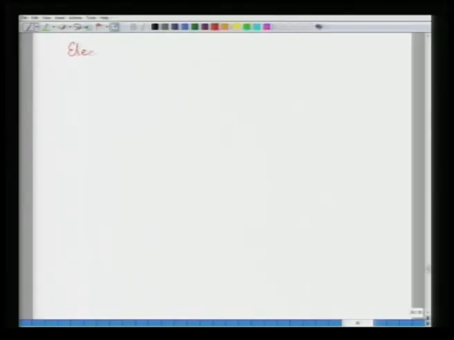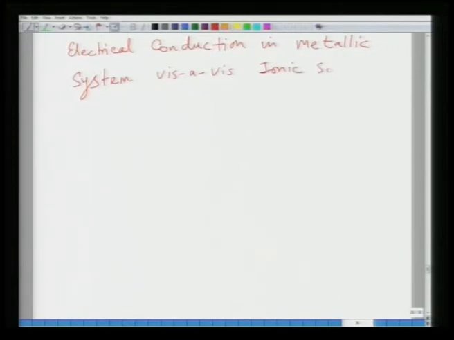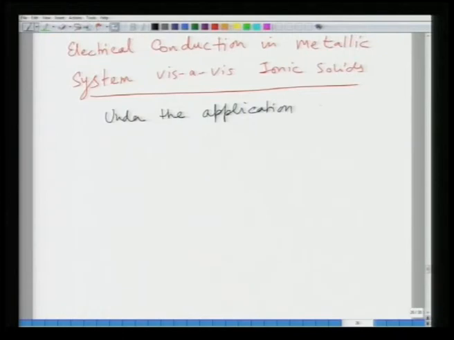So, when you apply an electric field, under the application of a field E, the force on an electron F is given as ZeE.